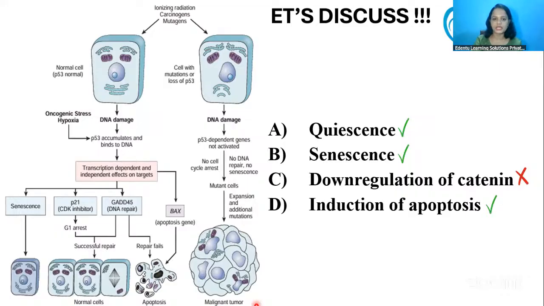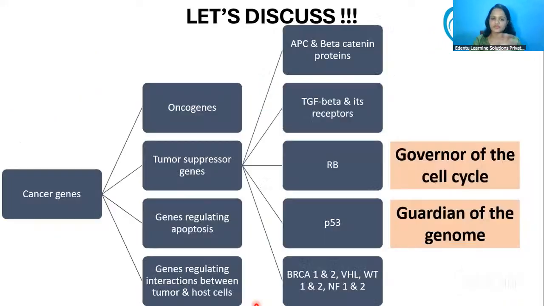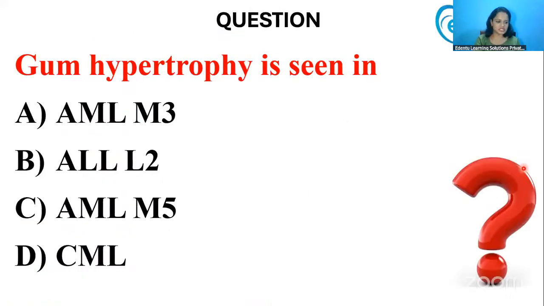So in the question, it was asked: all of the following are mechanisms of P53 except, that is, which of the following is not a mechanism of P53? Quiescence, yes. Senescence, yes. Induction of apoptosis also, yes. But option C, downregulation of catenin, no, that is not done by P53. So I hope you are all clear about what P53 is, how it works, and why it is called the guardian of the genome. Now moving on to the next question.